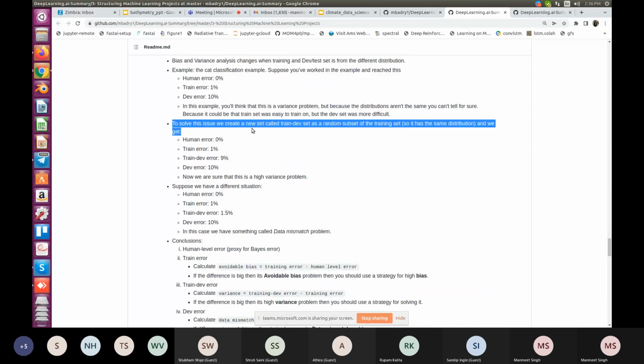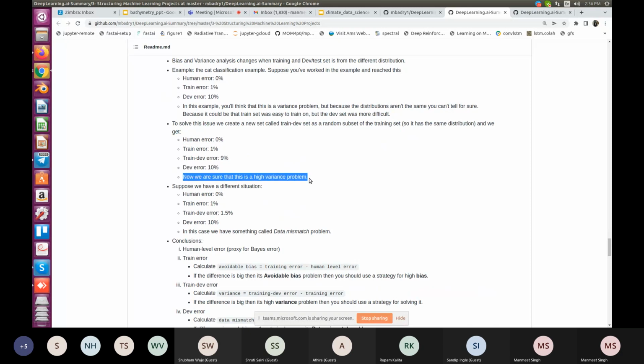To solve this issue, we create a new set called the train dev set, which you set as a random subset of the training set. Now maybe you get human error 0%, training error 1%, train dev error 9%, dev error 10%. So now we are sure that this is a high variance problem. Even after combining the dev set with the training set, if your error just came down from 10% to 9%, that basically means that you are overfitting.